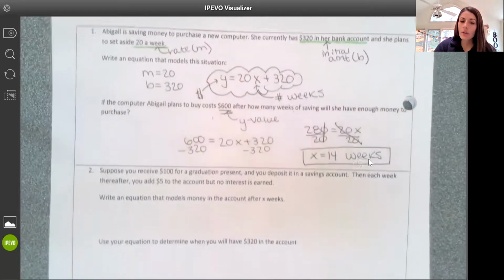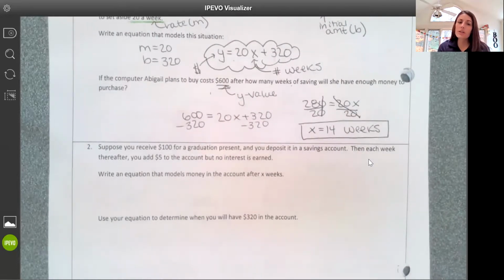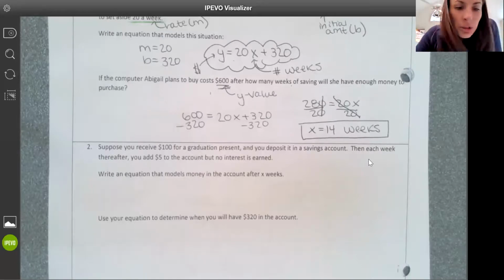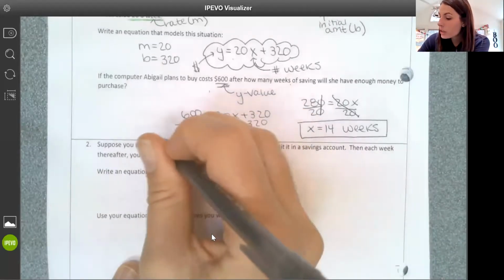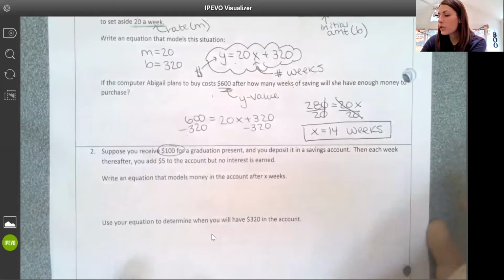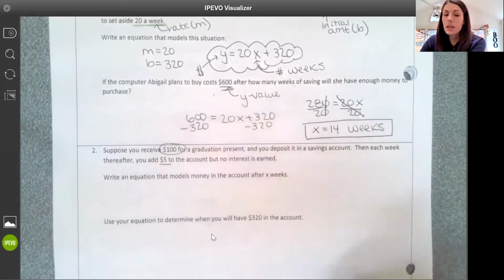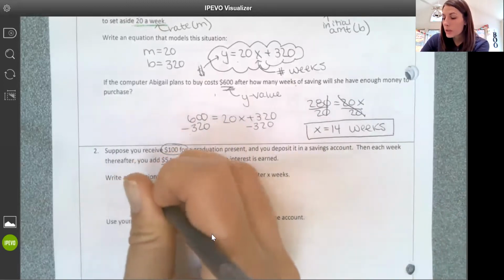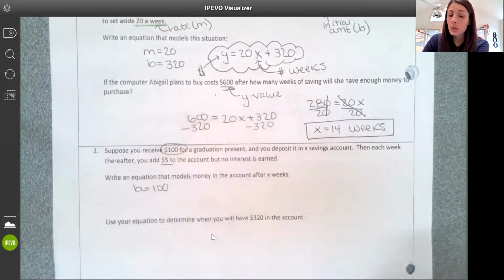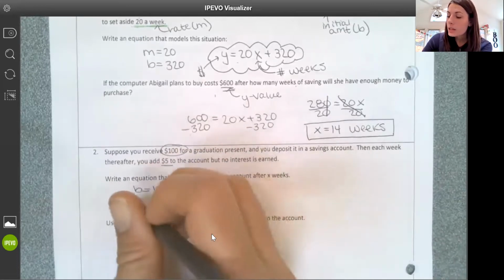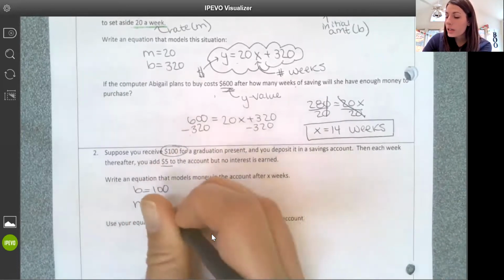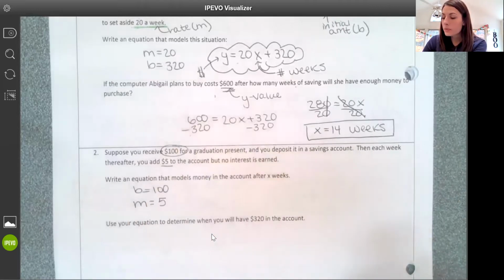I want you to read through example number 2 and see if you can set up the linear equation that models that situation. On number 2, you have $100 for a graduation present and you deposit it in the savings account. And then each week you add $5 to the account. This is another example of something that's giving you a starting point of $100, so b is $100, and it's giving you a slope or rate, that you're adding $5 to the account each week.